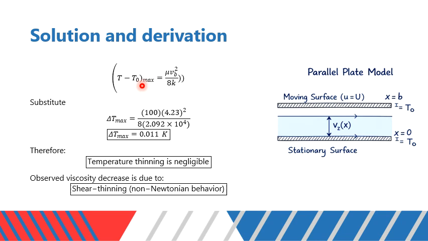So T minus T naught max is equal to mu V squared upon 8k. After putting x by b equals 0.5, we get this. So delta T max is equal to mu V squared upon 8 into the thermal coefficient. So delta T max is 0.011 Kelvin, which is very much less than 1 Kelvin. So therefore we can say temperature thinning is negligible, so the decrease in viscosity is due to shear thinning and non-Newtonian behavior.